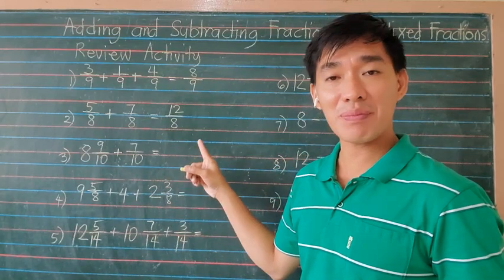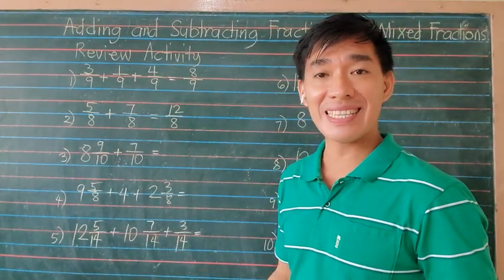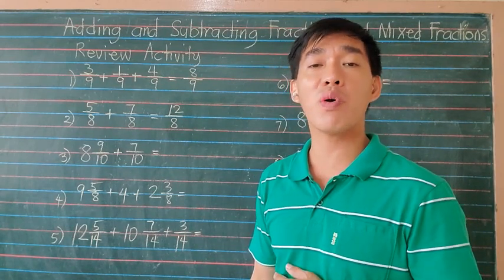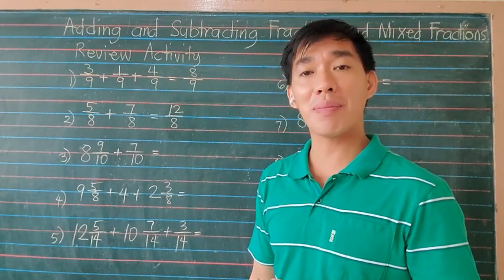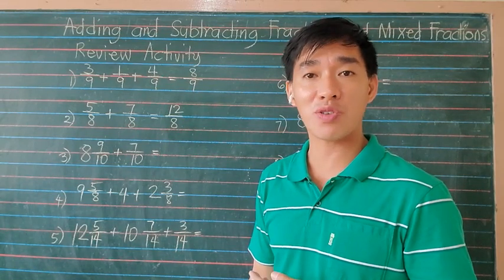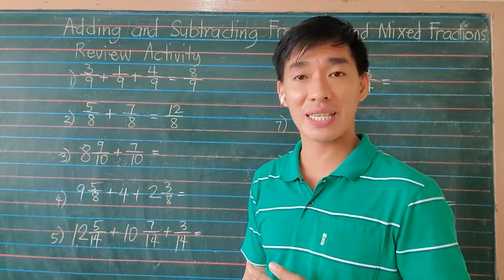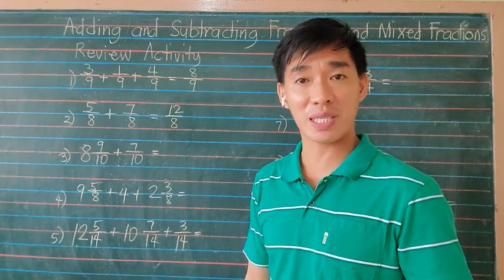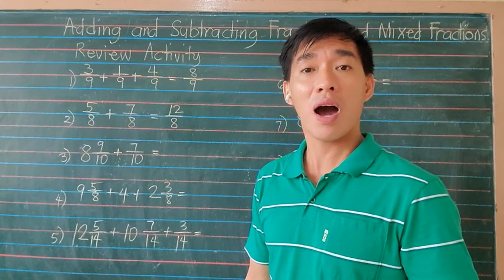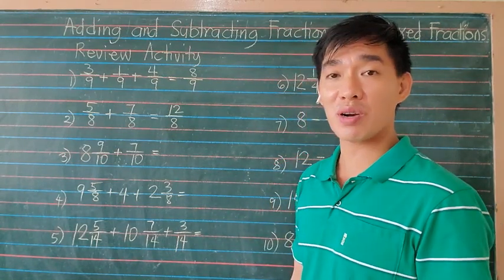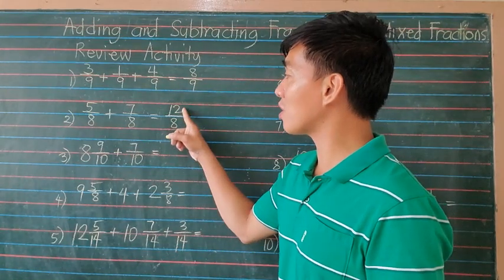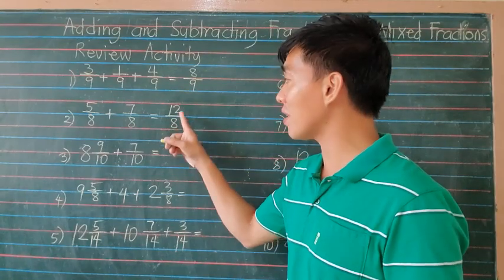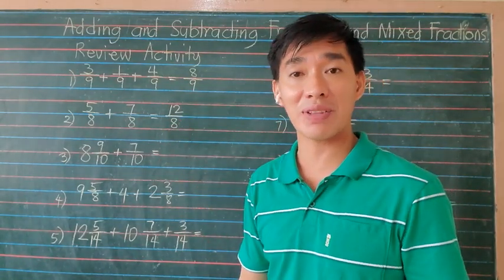However, for item number 2 here, 12/8 is not yet in the simplest form or in the lowest term. It is always suggested that if you are answering problems about fractions, you write your answer in lowest term if necessary, or in simplest form. But when can we say that a fraction is in the simplest form or in the lowest term? Of course, a fraction is in lowest term or simplest form if the numerator and the denominator have a GCF of 1, or the numerator and the denominator are relatively prime.